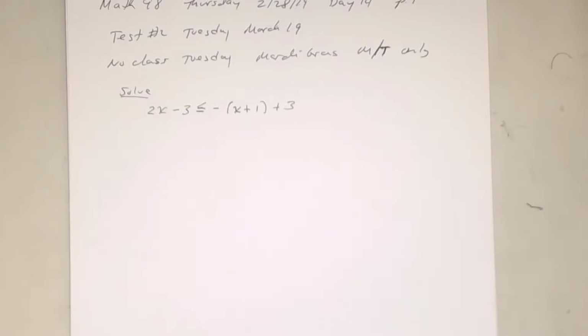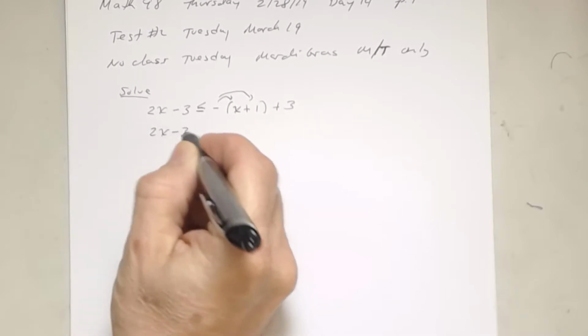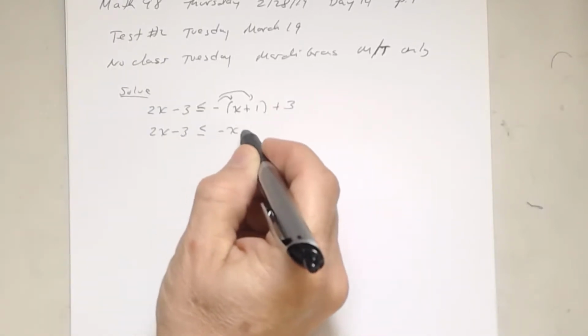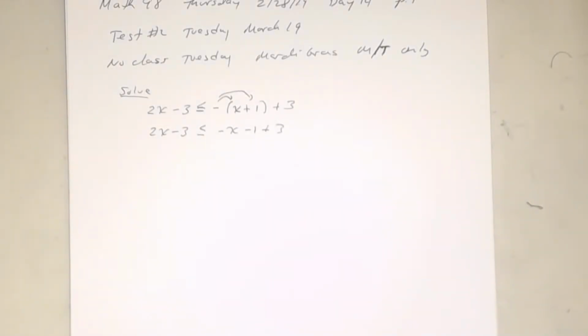Distribute what? The negative 1. So I distribute the negative 1. I get 2x minus 3 is less than or equal to, and what does that become? Negative x plus 3. So nothing new. You've been dealing with this since the first week of school when you dealt with equations and expressions. What's the next step?